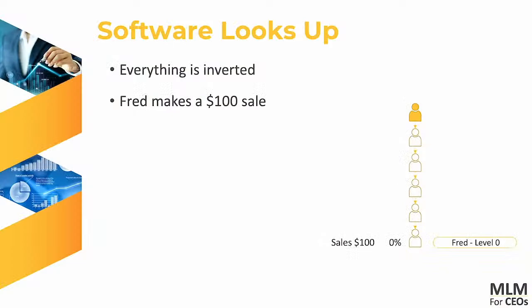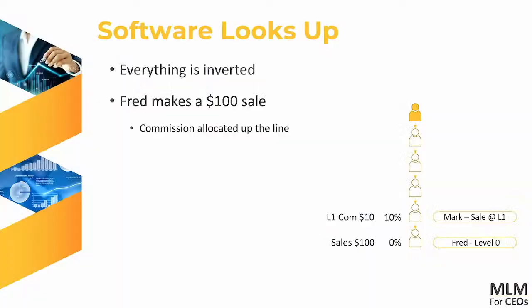Let's say Fred here, right down at the bottom of the network, makes a $100 sale. The commission calculates upline. So the commission is going to try and see who it needs to allocate the funds to. Here we go. Mark is one level above where the sale took place. So the sale actually took place in Mark's level 1. Therefore, Mark would be allocated 10%.